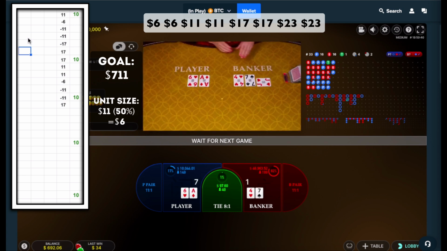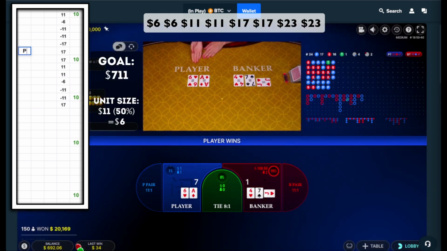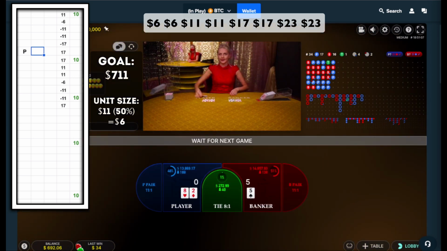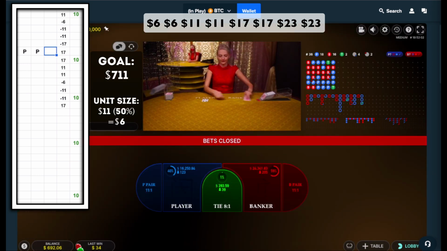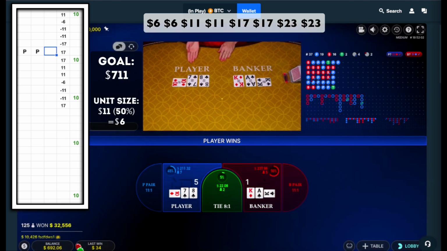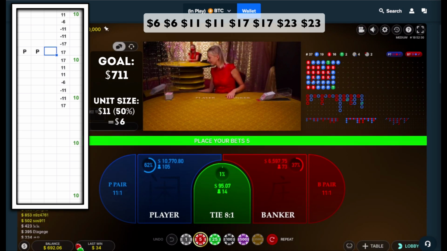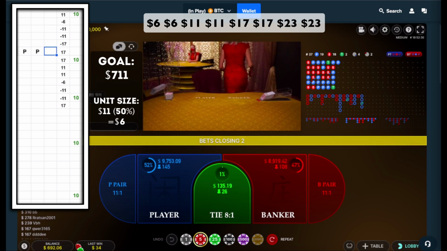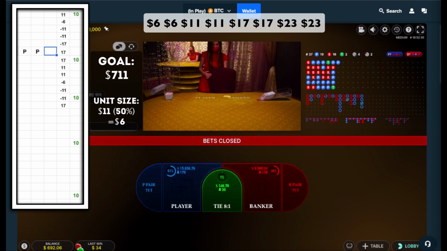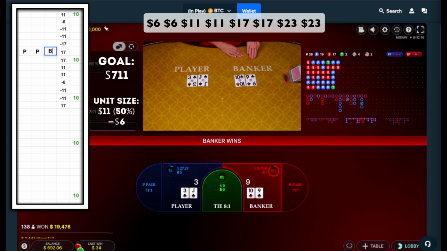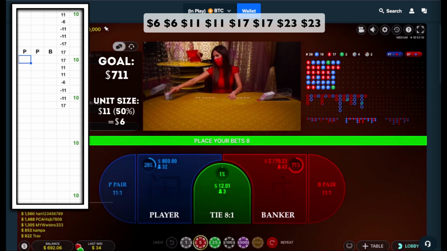So let's wait for a new 3 pattern, and then we will place an $11 bet. Three players in a row. We need one banker in our 3 pattern, so I'm going to wait until a banker shows up, and then we'll take the last 3 results. Okay, guys? There we go, we get a banker. So last 3 results are player, player, banker.